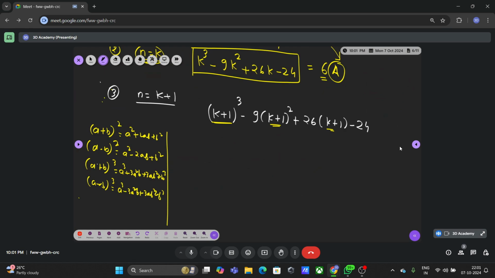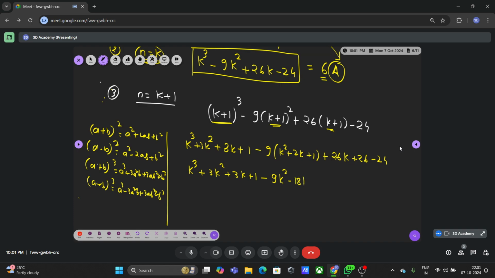Okay? So here I will expand the bracket using the a plus b whole cube formula. I get k cube plus 3k square plus 3k plus 1, minus 9 times k square plus 2k plus 1, plus 26 times k plus 26 minus 24. So I will expand the bracket as well. I get k cube plus 3k square plus 3k plus 1, minus 9k square minus 18k minus 9, plus 26k plus 26 minus 24.